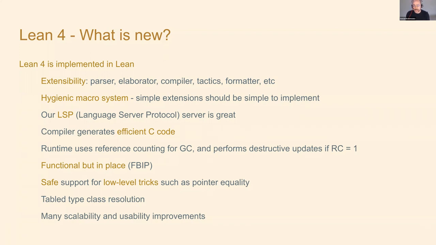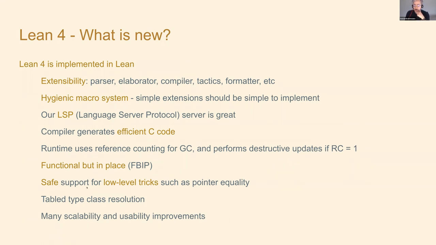The Lean compiler generates efficient code. Our runtime uses reference counting, right? If the counter of an object is one, that means that it's not shared, and the compiler will perform destructive updates automatically for you. This approach is something we call functional but in place, like you can do updates in place.